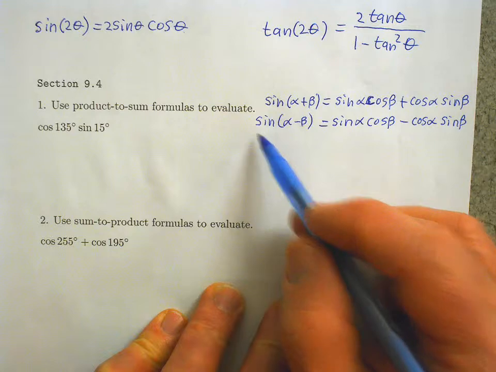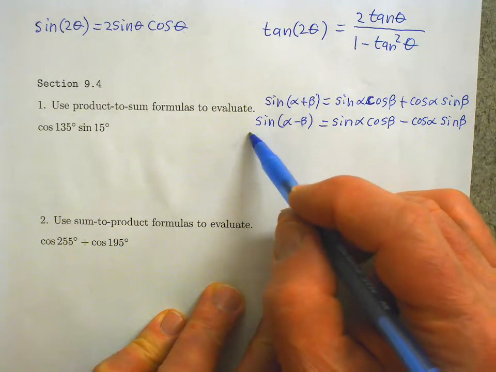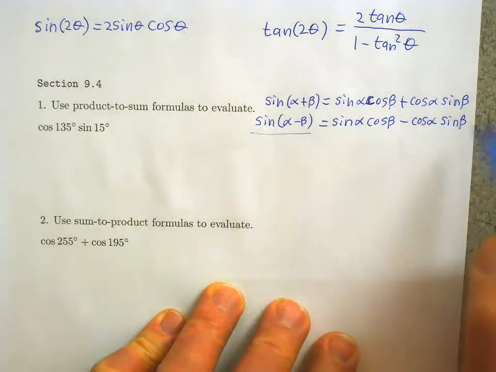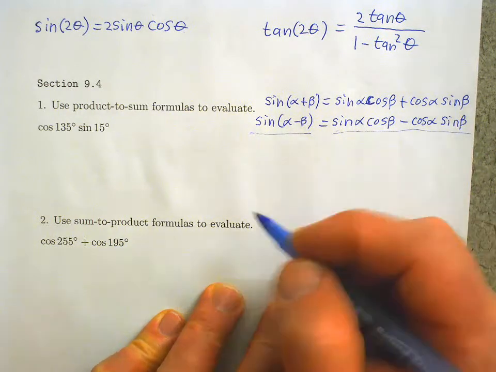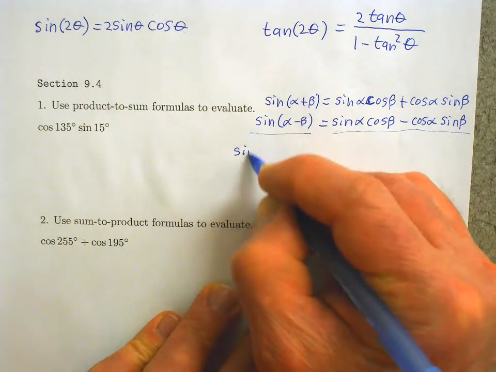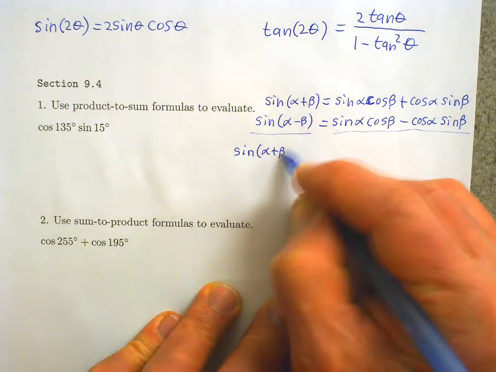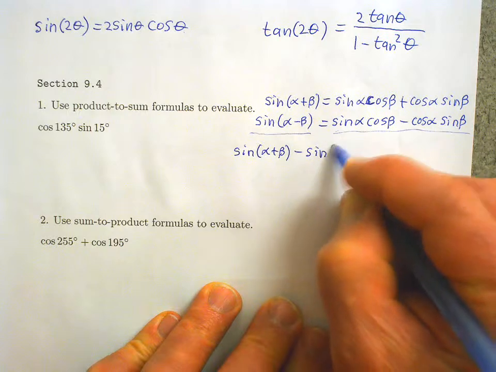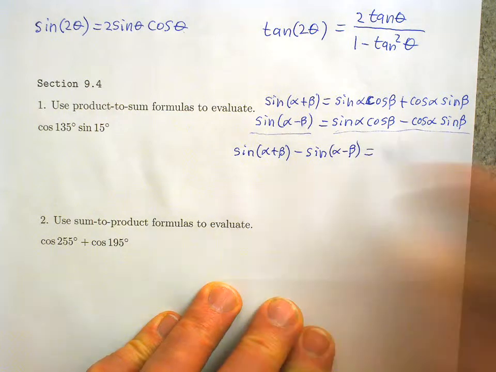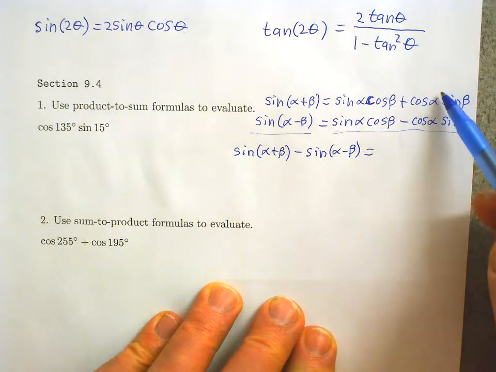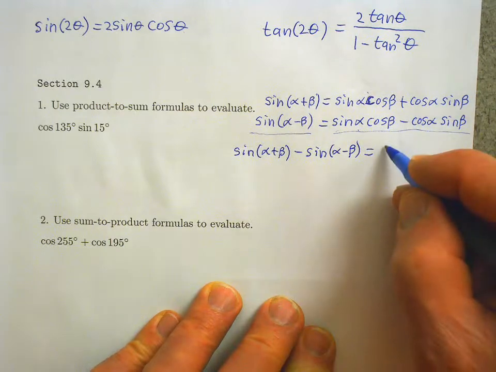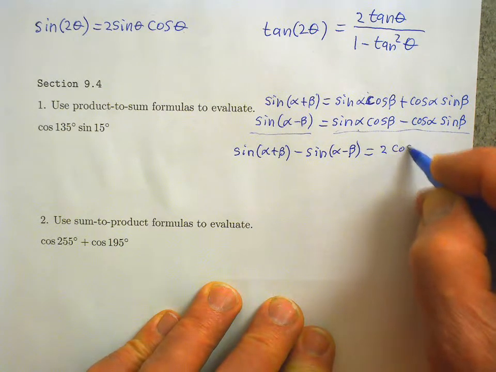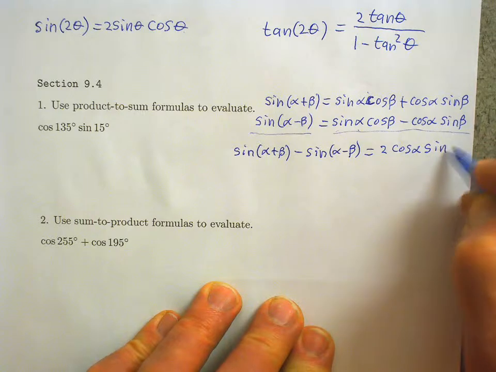Well, if we subtract, there's more than one way to go about it. We can make it work in a couple of different ways, but if we subtract the bottom equation from the top equation, we get sine of alpha plus beta minus sine of alpha minus beta. And then on top, we get cosine of alpha times sine of beta minus negative cosine of alpha times sine of beta. These terms add up to 0. So that's equal to 2 times cosine of alpha times sine of beta.